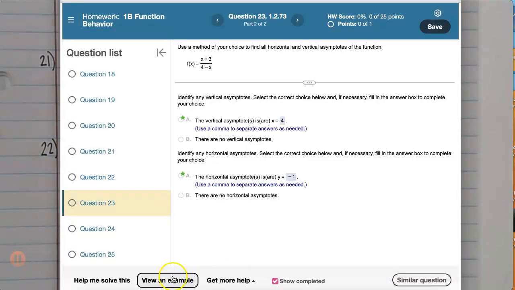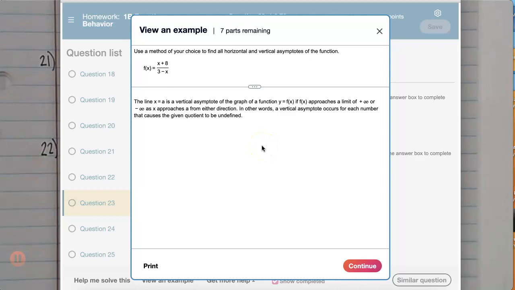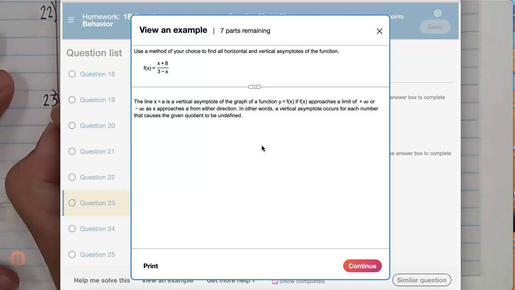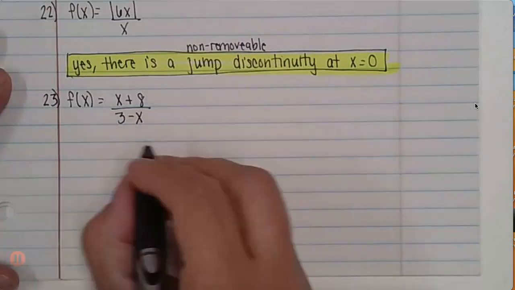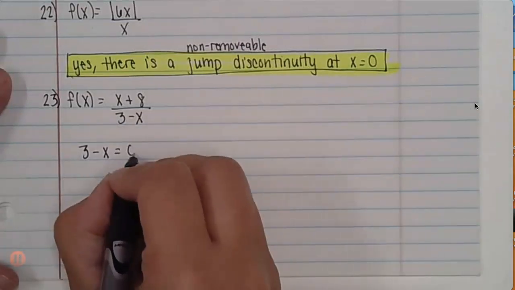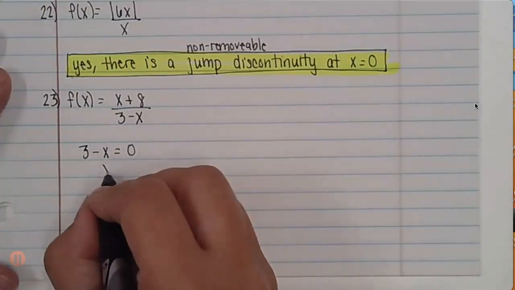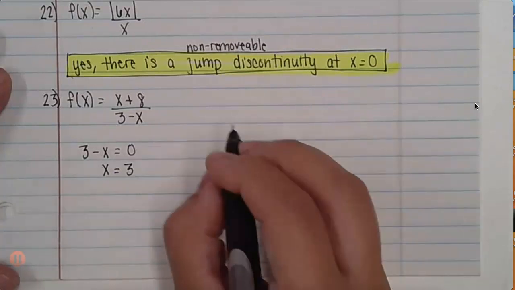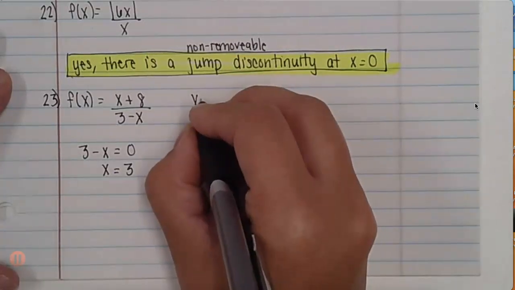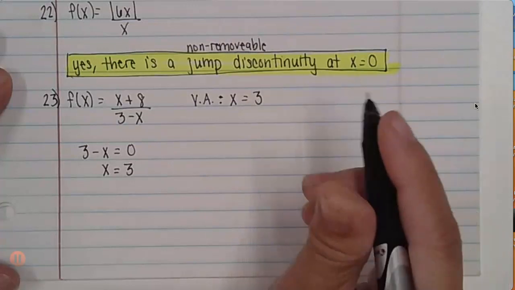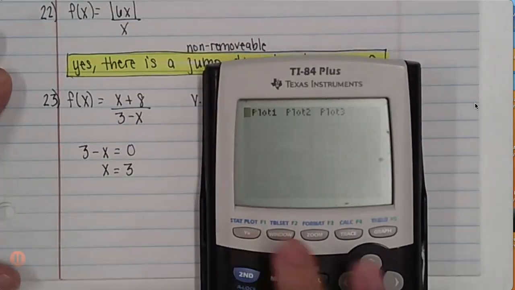Okay, number 23. Find all horizontal and vertical asymptotes. We're given f of x equals x plus 8 over 3 minus x. For vertical asymptotes, we're just looking at the denominator. The denominator can't equal 0. Where it does equal 0, there's your vertical asymptote. I'm going to subtract 3 and divide by -1, and I get x equals 3. So vertical asymptotes, x equals 3. The horizontal asymptotes you can find by graphing these.